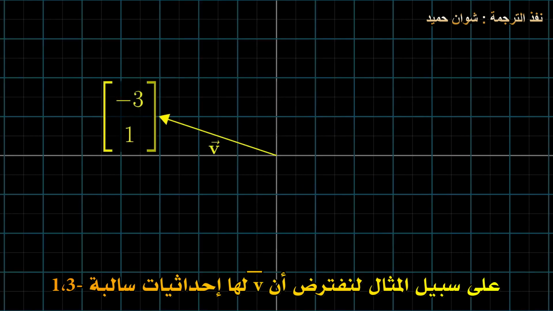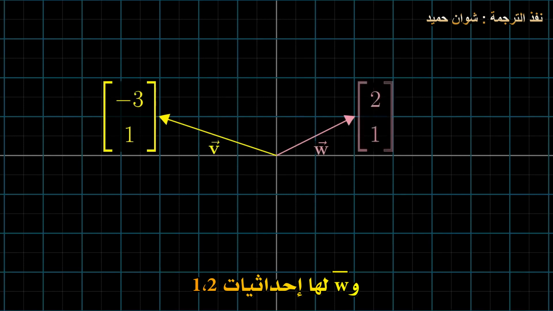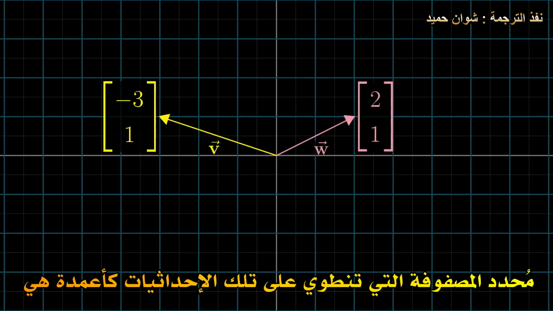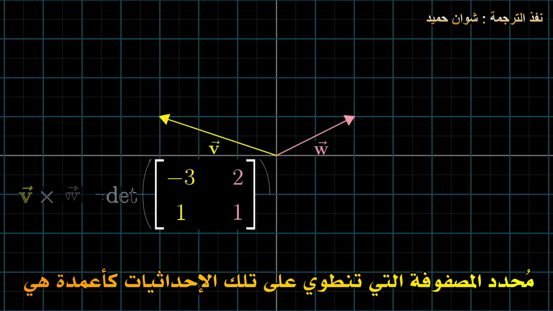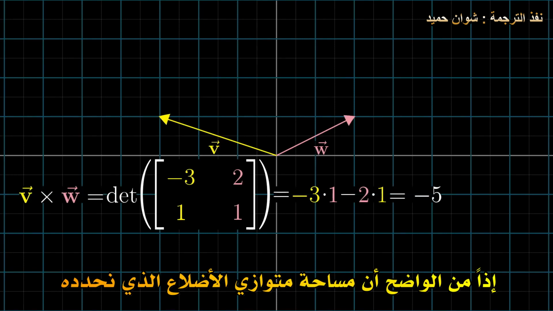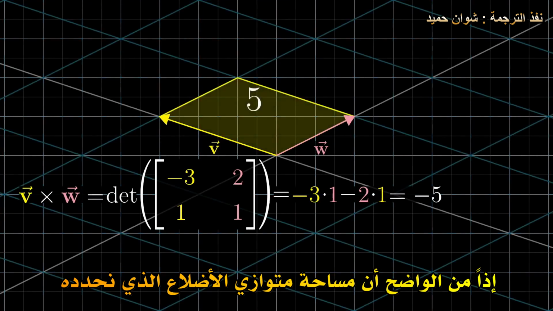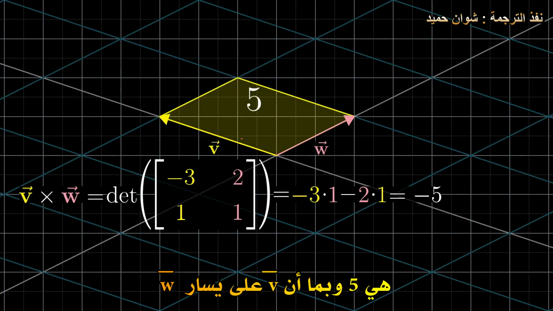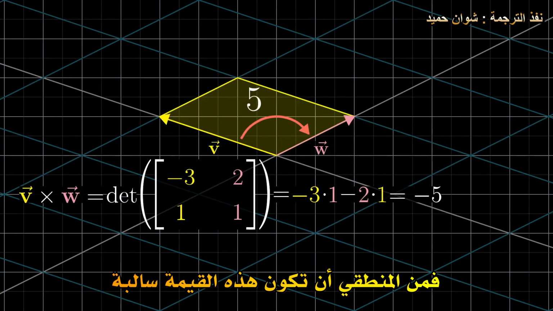As an example, let's say v has coordinates -3, 1, and w has coordinates 2, 1. The determinant of the matrix with those coordinates as columns is -3 times 1 minus 2 times 1, which is -5. So evidently, the area of the parallelogram they define is 5, and since v is on the left of w, it should make sense that this value is negative.